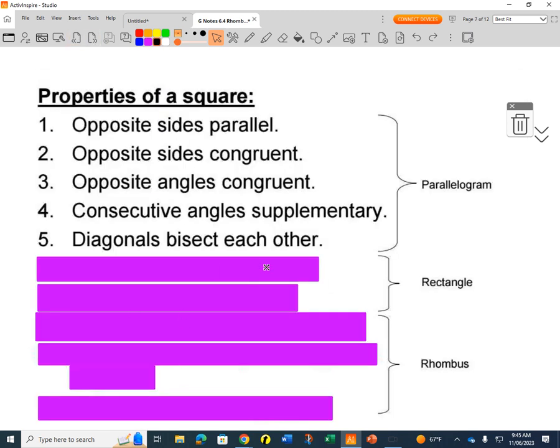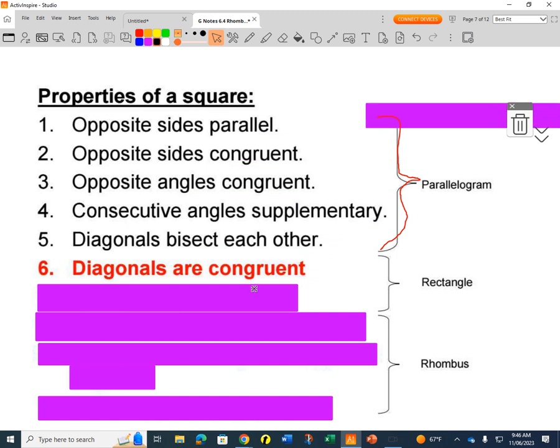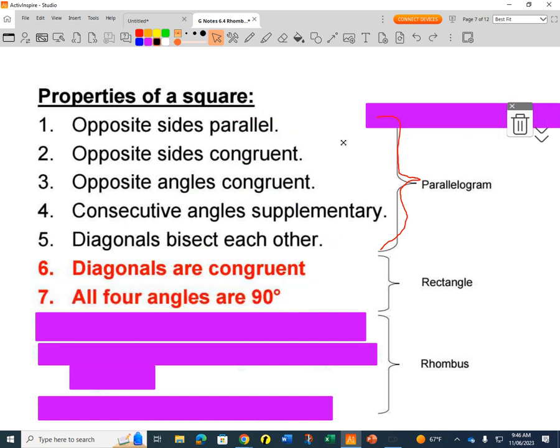Square, same five properties. I'll highlight that again. And then the properties that are unique to a square. So a square has all the properties you'll see of a rectangle and a rhombus. The diagonals are congruent. All four angles are 90 degrees. Those are the two that are unique to rectangles, and a square is a rectangle. All squares are rectangles, so all squares have these common properties of rectangles.